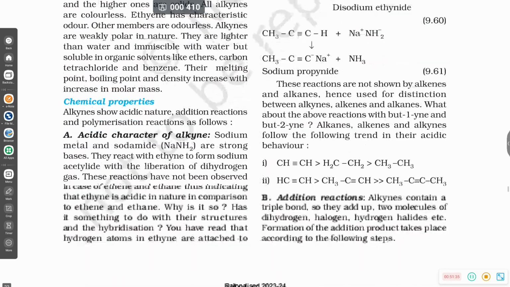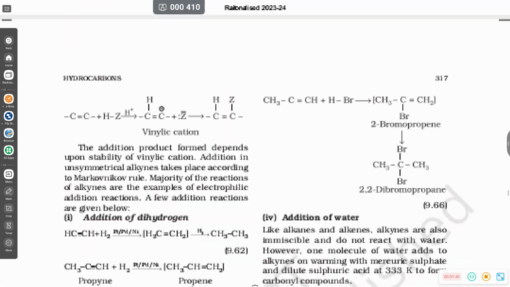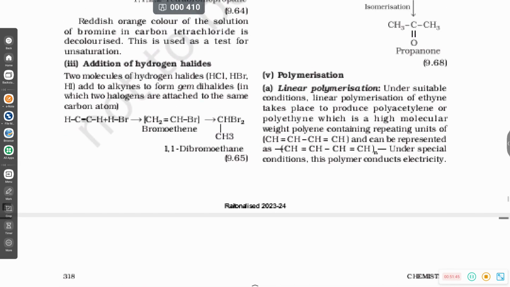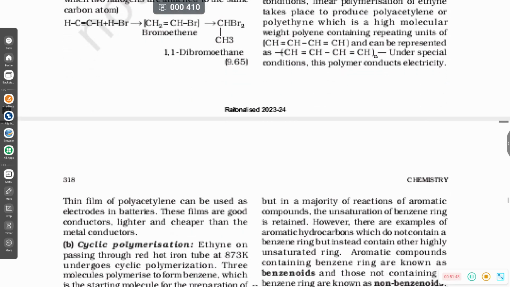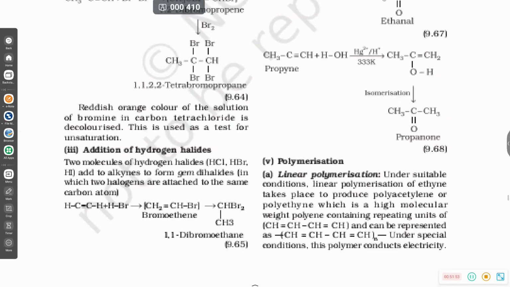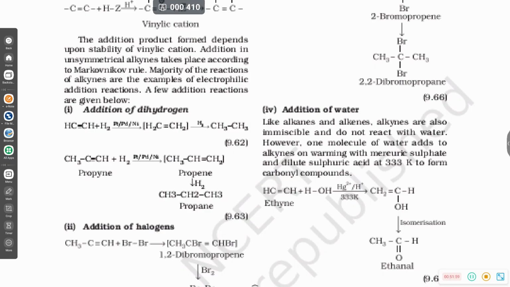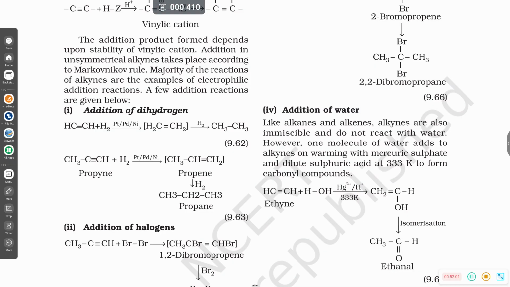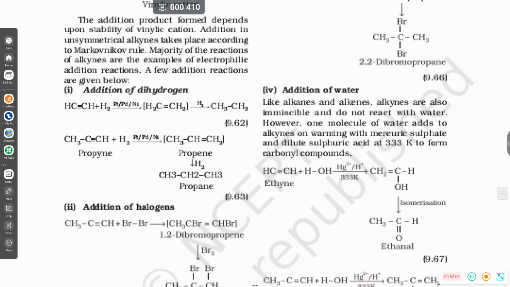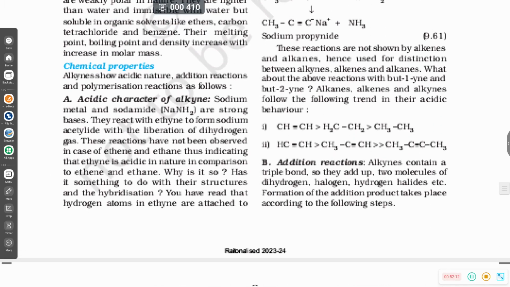Next, chemical properties. Here is a very important point. How many chemical properties are given? Addition reactions and polymerization reactions, including cyclic polymerization. All are addition reactions: addition of H2O, dihydrogen, dihalogen, hydrohalogenation, all the things, in the same manner. First, you see the acidic nature of alkynes.